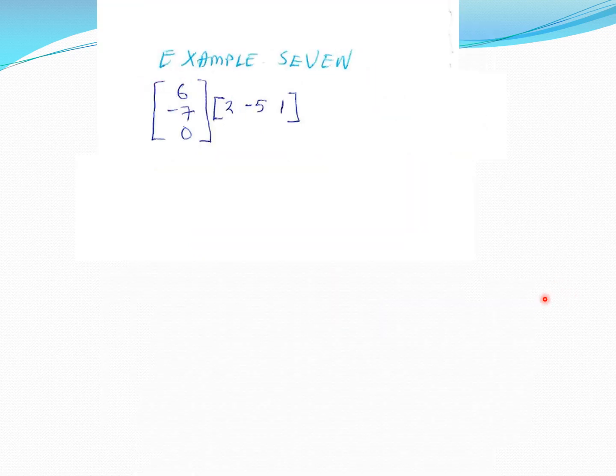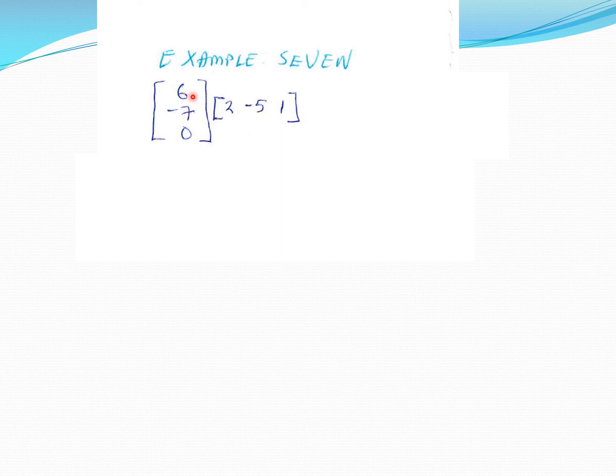Example 7. What happens when we multiply these two matrices? What kind of a matrix is that first one there? It's a 3 by 1. 3 rows, 1 column. And what kind of a matrix is this? It's a 1 by 3. So because that's a 3 by 1 and that's a 1 by 3, we can multiply them. And we're going to end up getting a 3 by 3 matrix. And that's a bit strange looking, but how does it work?